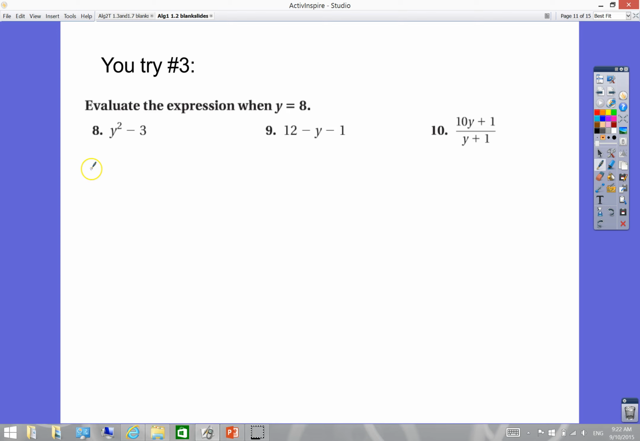Now I'm going to go ahead and do them. 8 squared minus 3 is 64 minus 3 is 61. 12 minus 8 minus 1. Okay, there's more than one thing going on. We should do the addition and subtractions from left to right. So first we do 12 minus 8 is 4. And then we do 4 minus 1 is 3.